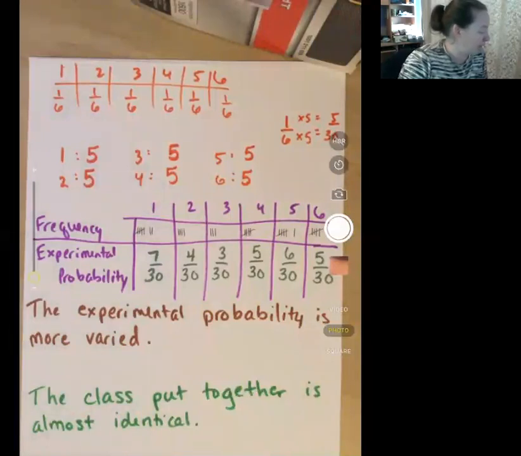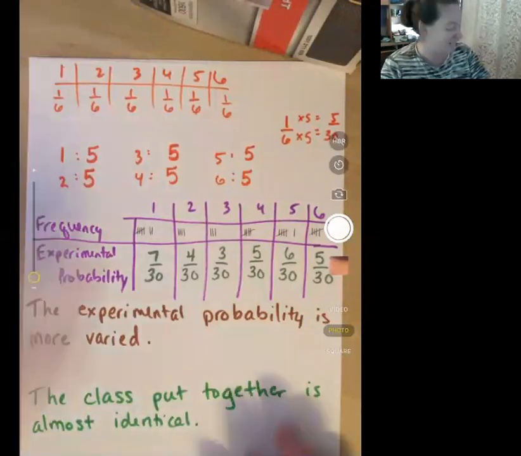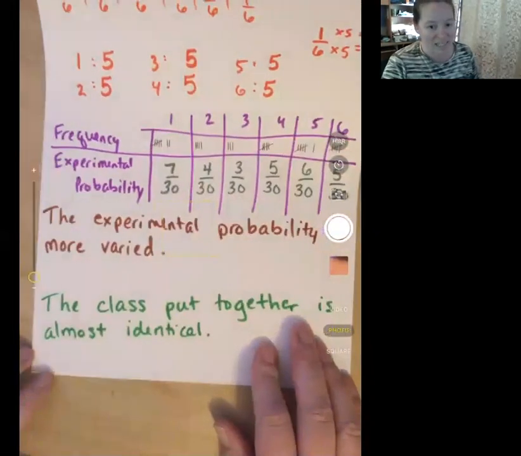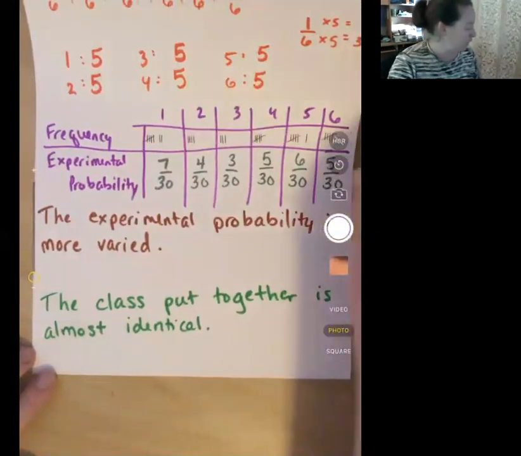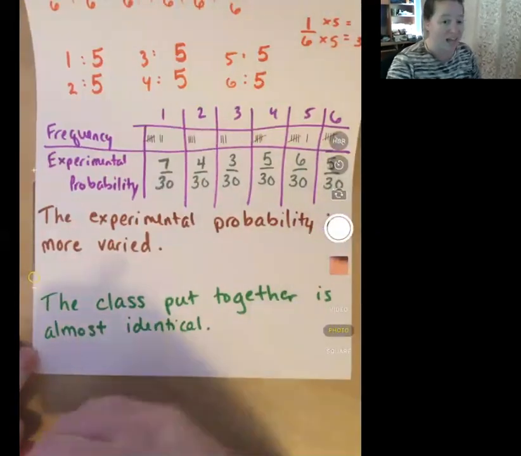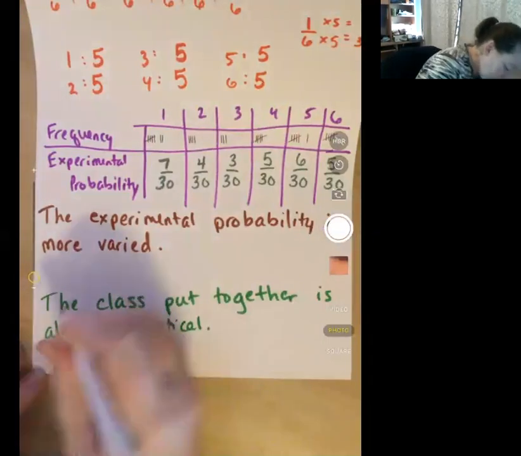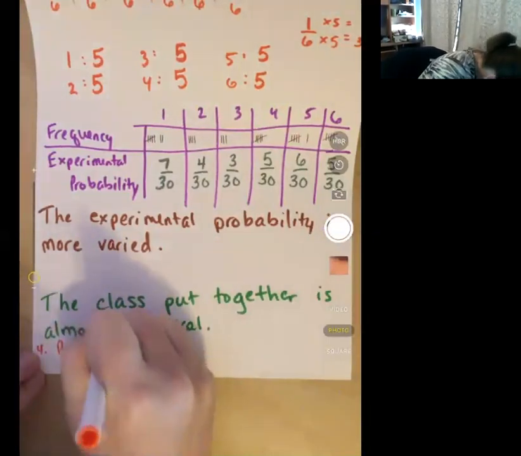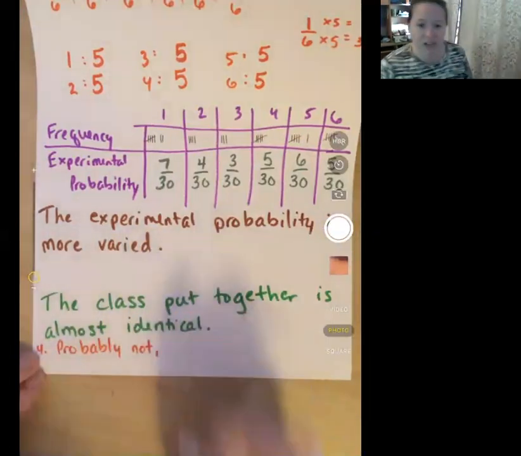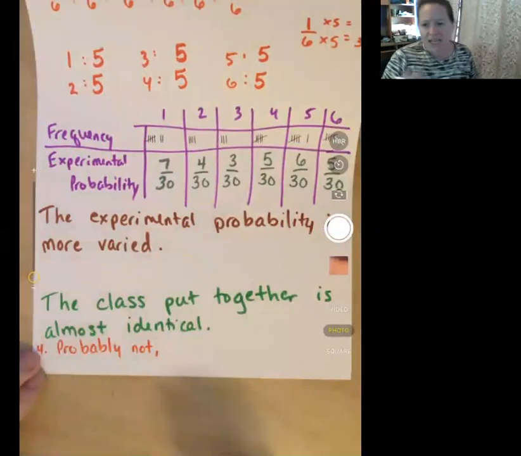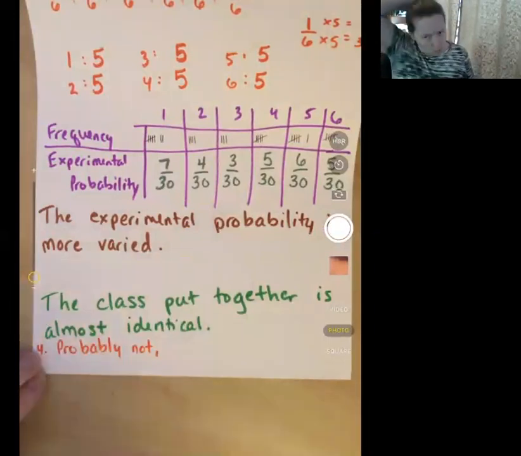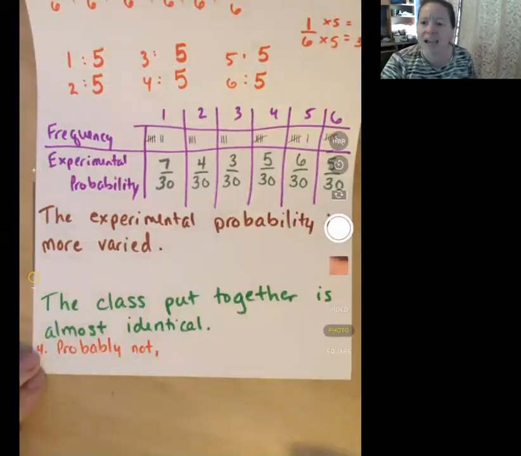Could the experimental probabilities ever be exactly equal to the theoretical probability? If so, how likely is it? If not, why not? So what I'm going to say for this one is probably not. For number 4, probably not. And then the reason for that is there's always chance in there. There's always bad luck. There's always good luck. It almost is never exactly the same.